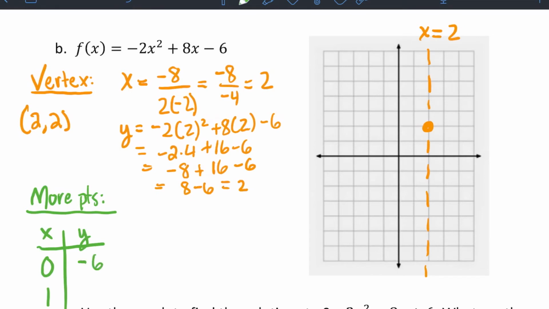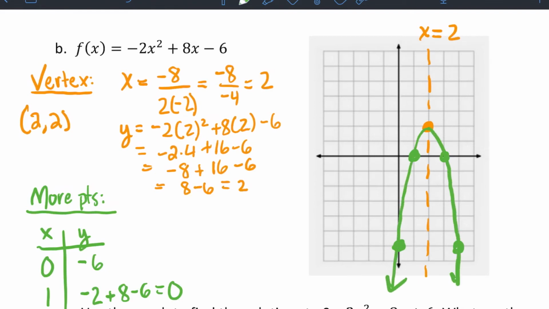Plugging in 0 just gives us -6. If I plug in 1, let's see, 1 squared is 1, I got 8, 6, so I'll end up with 0 there. Plot those. This one is kind of a tall, skinny, reflected parabola because it's got that -2 on your x squared. So it's concave down. It looks like that.